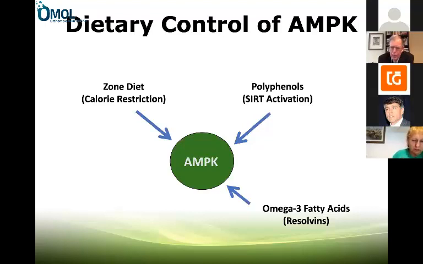Calorie restriction, by reducing the total amount of calories, allows you to activate AMPK. The polyphenols, by activating another group of metabolic control points known as sirtuins, also activate AMPK. And the omega-3 fatty acids, through a different group of hormones known as resolvins, also activate AMPK. So you really have three discrete ways to activate AMPK, and the more you use them, the more you activate AMPK to reduce insulin resistance.